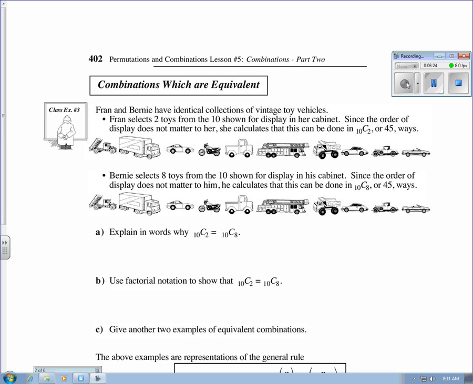This is a fairly popular question for combinations. Order doesn't matter in selecting toys. I'm just going to play with them. It doesn't matter what order I select them in. Just going to put them in my cabinet. Order doesn't matter. From 10 toys, Fran selects 2, but Bernie selects 8. And it turns out that Fran and Bernie have the same number of ways of choosing those cars. Now, why is that? In words, when I choose 2 out of 10, I'm actually leaving 8 behind, which is kind of the opposite of the operation.